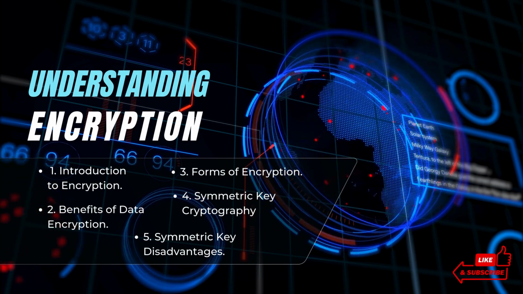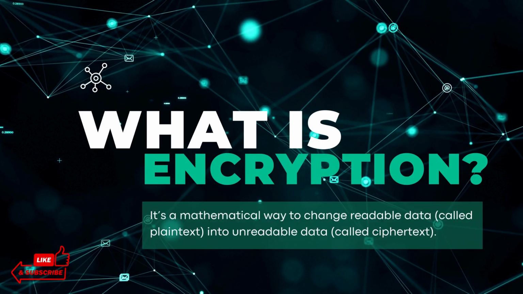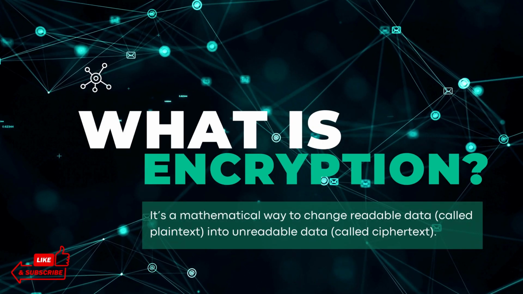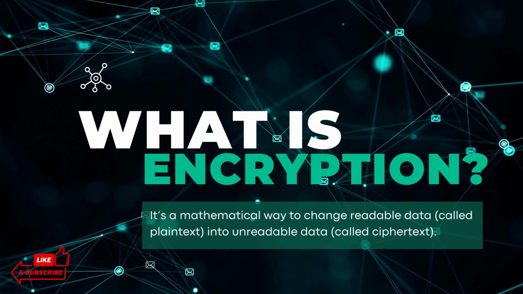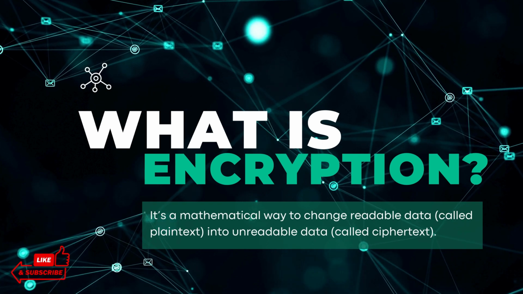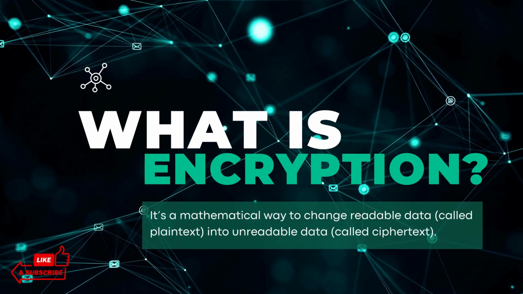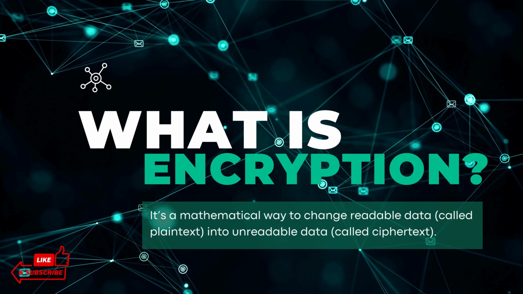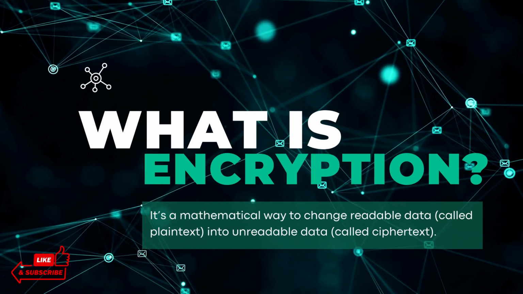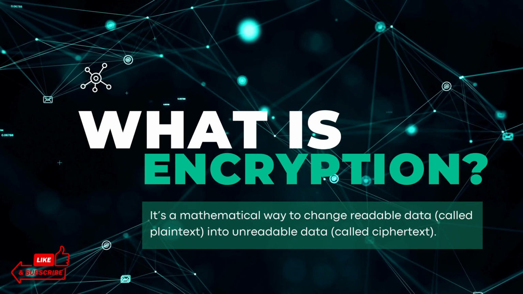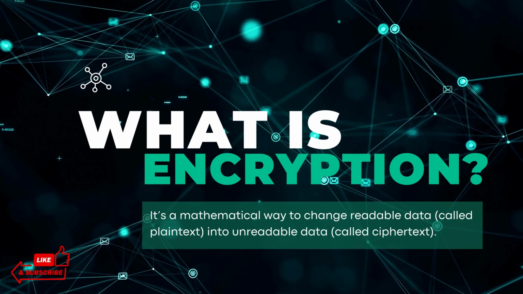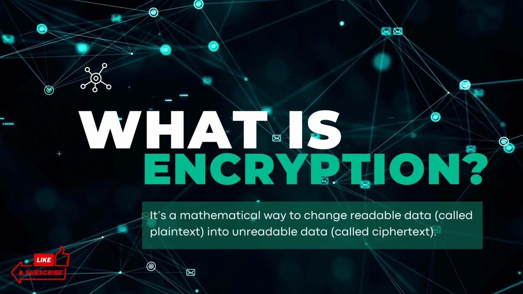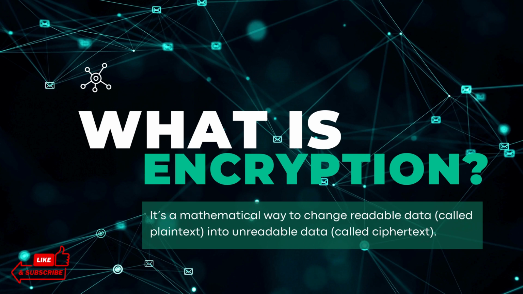What is encryption? Encryption is a mathematical technique used to transform readable data, also known as plaintext, into unreadable gibberish known as ciphertext. It's not magic. It's pure math, designed to make sure that even if someone gets your data, they can't understand it. Plaintext in, ciphertext out. Simple.